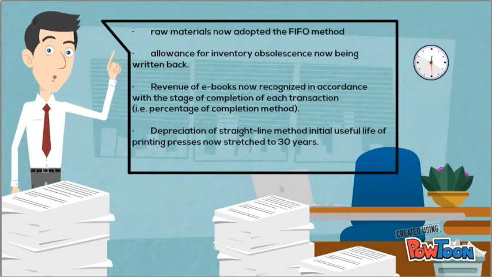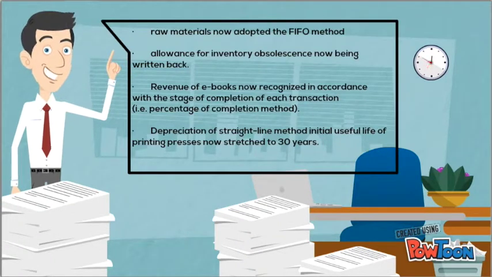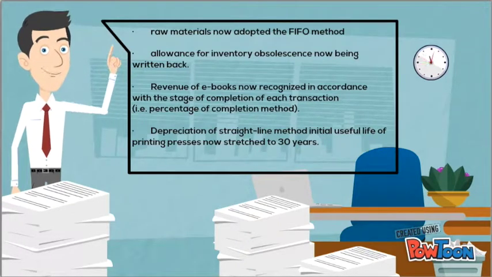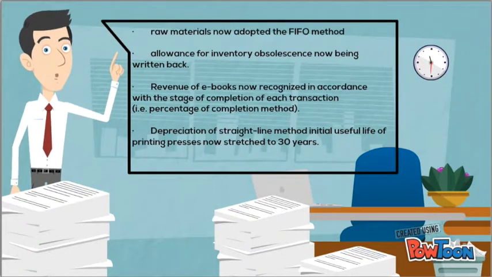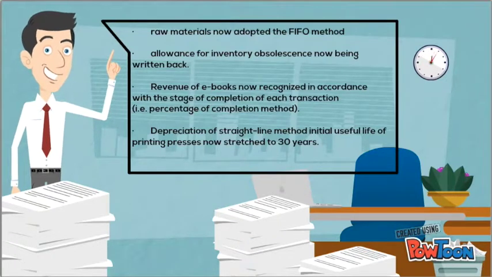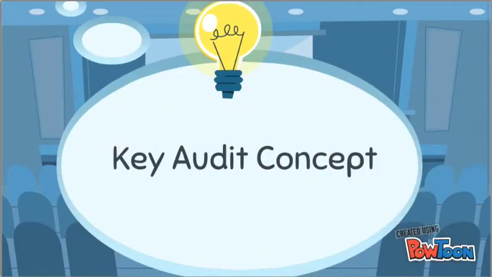Some changes implemented after the board meeting were that raw materials will now adopt the FIFO method, allowance for inventory obsolescence is now being written back, revenue of ebooks would now be recognized in accordance with the stage of completion of each transaction, and for depreciation by the straight-line method, the initial useful life of printing presses has now been stretched to 30 years. Hello, I'm Joucelind and I will go through the auditing concepts.